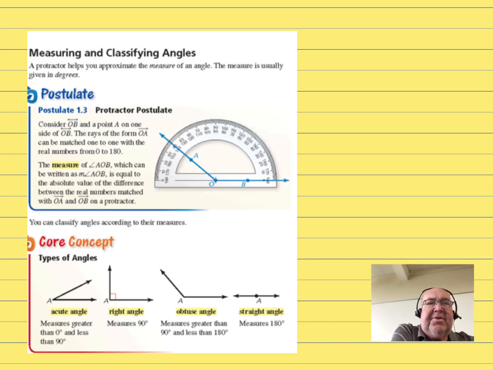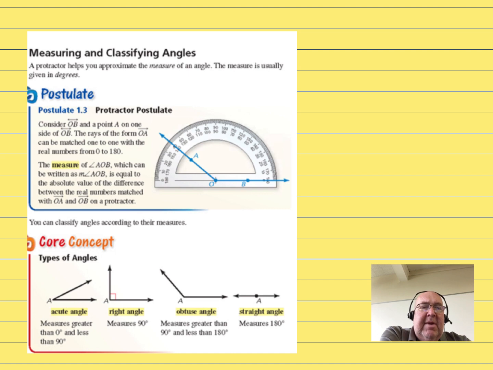Alright, so section 1.5 is going to go into the measurement and classification of angles. We're not going to worry about measurement as much because really, online, it's hard to do that. But I do have the angle measure postulate or protractor postulate listed.